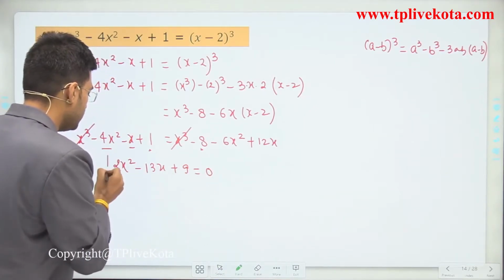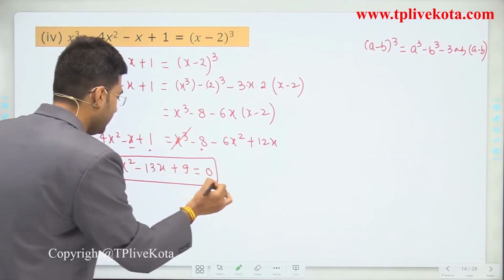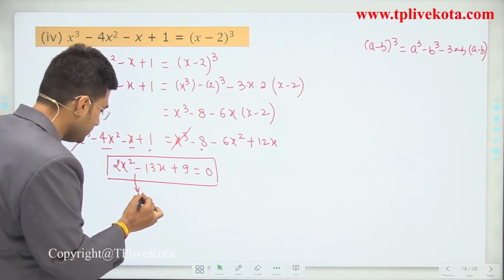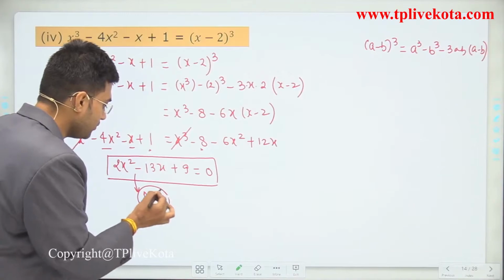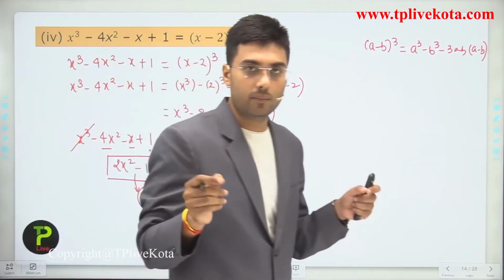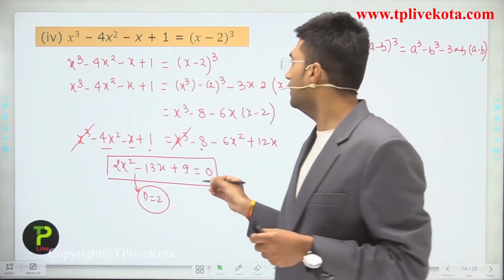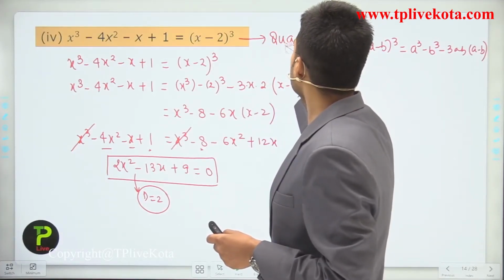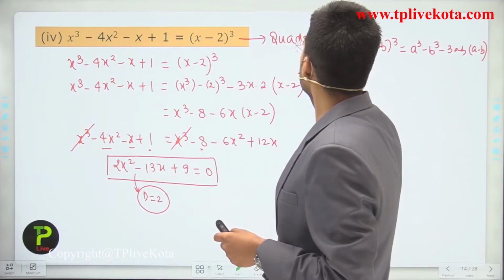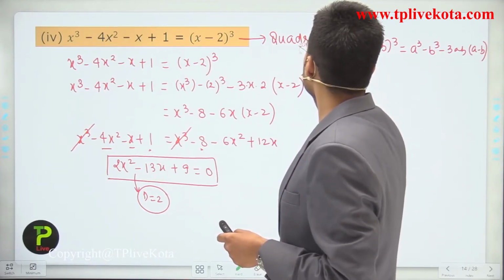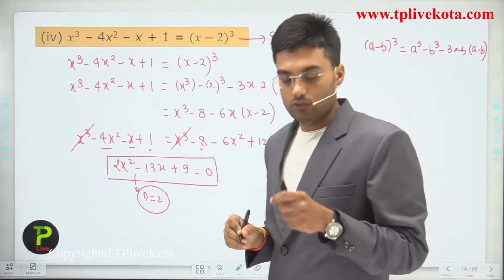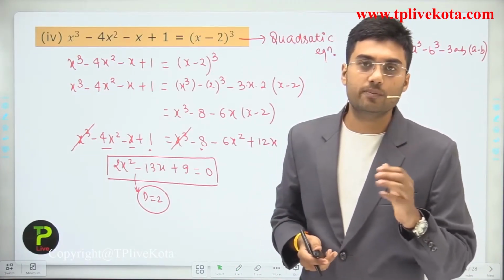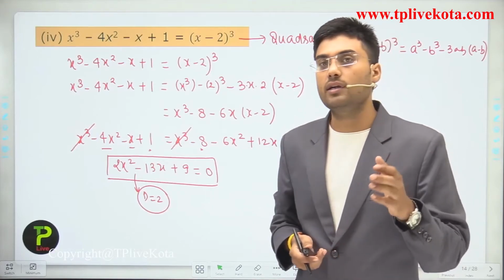So this is the final expression, and this expression is a quadratic equation because the degree is 2 and all the exponents of x are whole numbers. Clear? So this is a quadratic equation. Clear? So students, I hope you understand how to determine whether a given expression or equation is a quadratic equation or not.